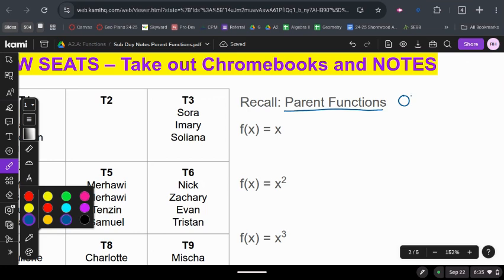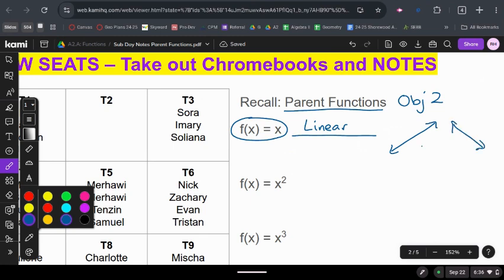This is for objective 2 on describing functions. So this first one has a name. We've got the equation here, f of x is equal to x. This is called a linear parent function. And linear functions create a straight line, and they can be in any form, positive, negative, horizontal, vertical, but they create straight lines.